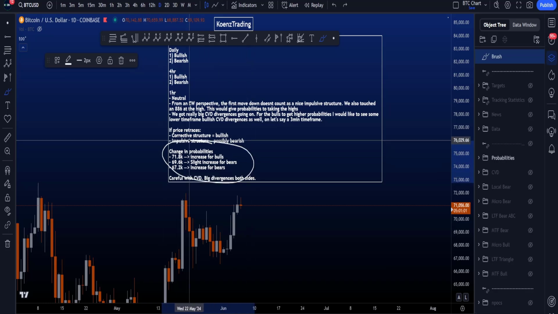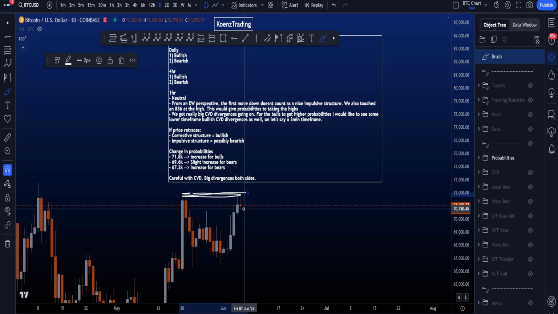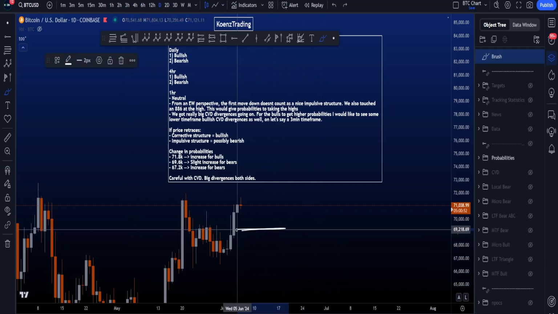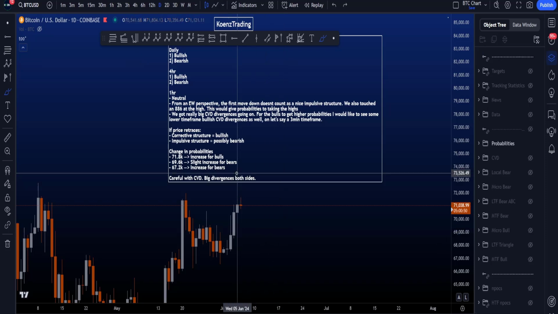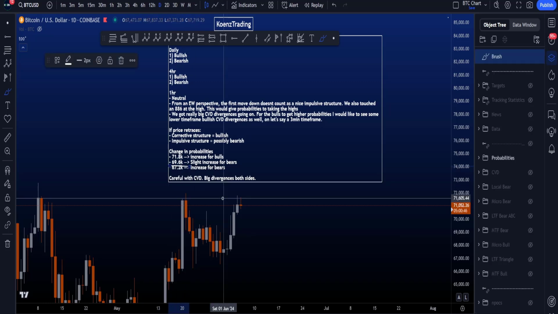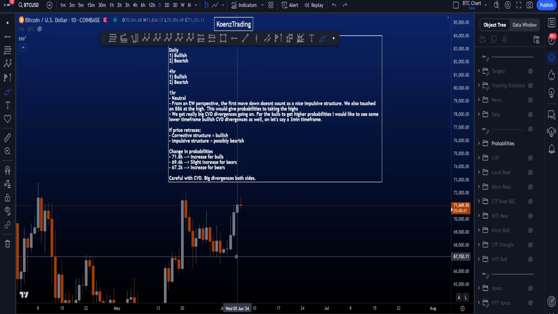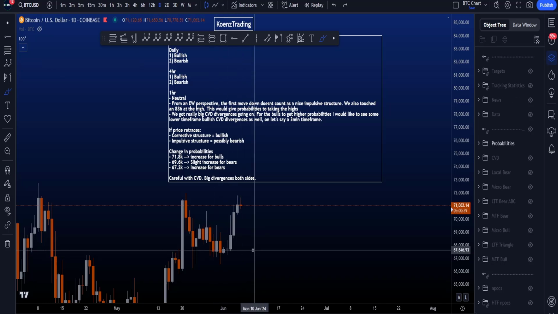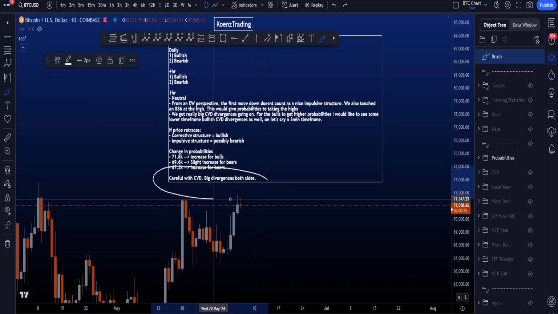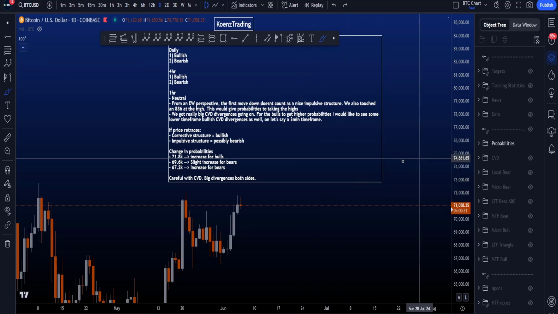If price takes the high at 71.8k, the probabilities increase for the bullish scenarios. If price moves down and hits 69.6k, then the probabilities will slightly increase for the bears, as the 69.6k level is the invalidation for wave 4. If price takes 67.2k, then the probabilities will increase for the bears. Be careful with the CVD, as mentioned, big divergences both sides, so please trade safe.